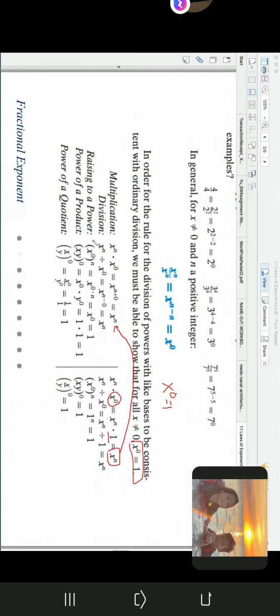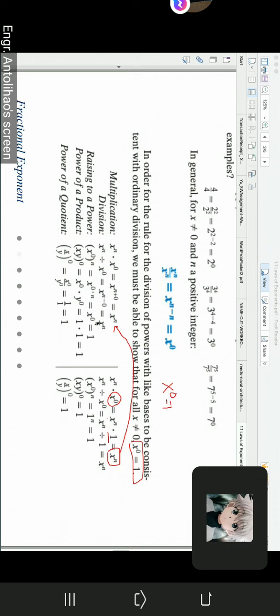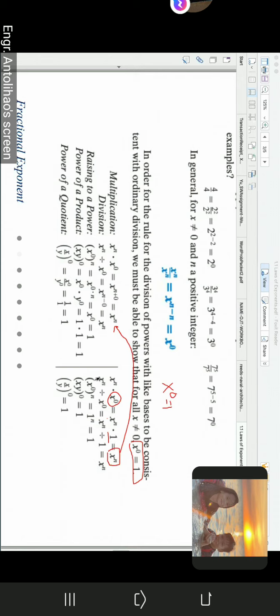For division, x to the power of n divided by x to the power of 0 is equal to x to the power of n minus 0, which is equal to x raised to the power of n. So when we apply this rule, that would be x to the power of n divided by x to the power of 0. Then this one will become 1, right? So x to the power of n divided by 1 is equal to x to the power of n.